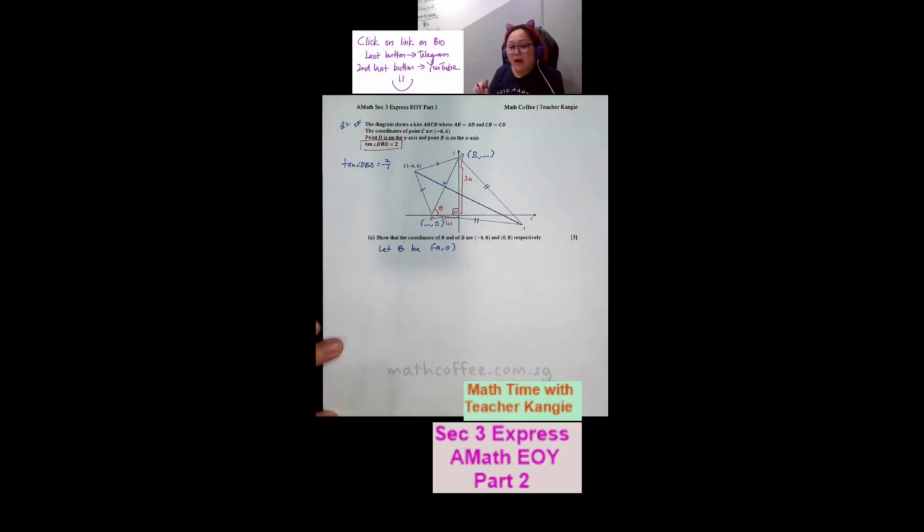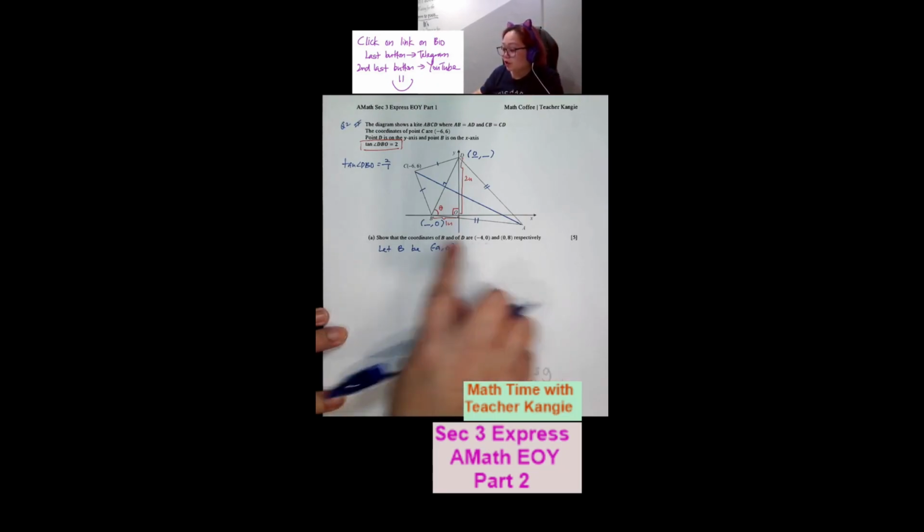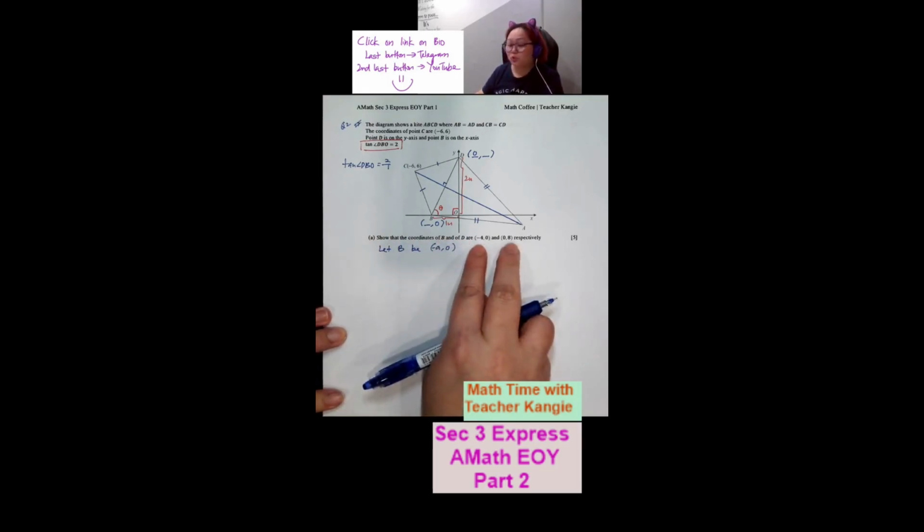Don't worry, Amber, no worry. Sometimes you need to try and error also. Sometimes you put the information there, then you realize that you don't need it in the question. Over here, part A asks us to prove that point B and point D are these two coordinates.